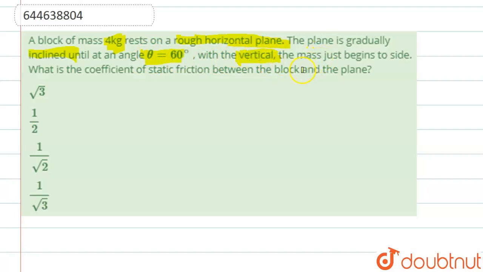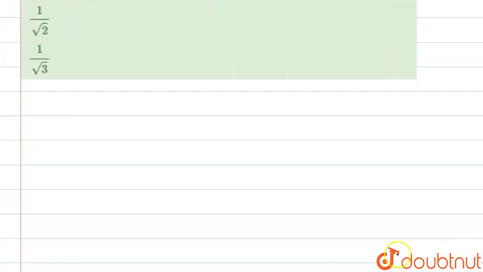Means with the horizontal it is only 30 degrees. The mass just begins to slide. What is the coefficient of static friction between the block and the plane? So we need to find the coefficient of static friction. Firstly, what we are going to do, we are going to draw the most important thing, that is the diagram.